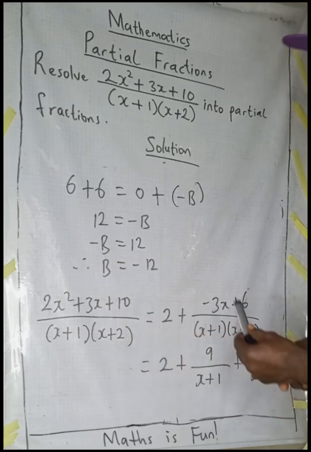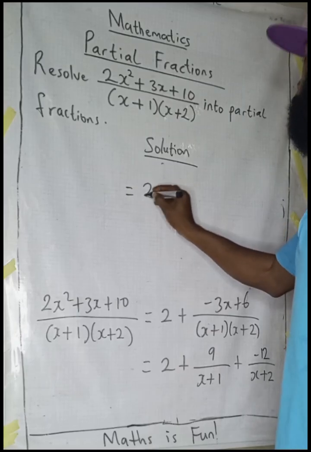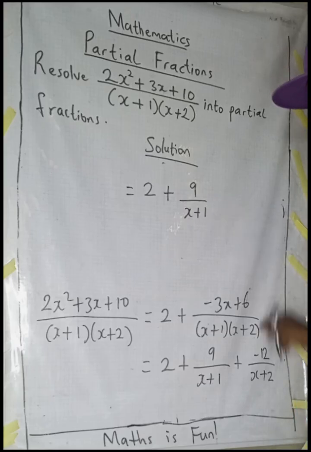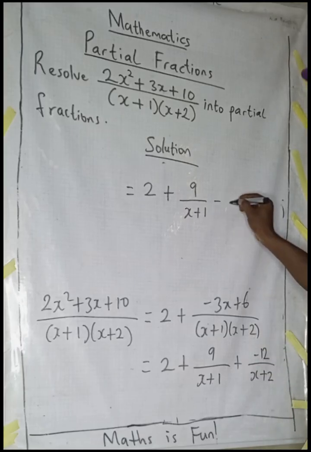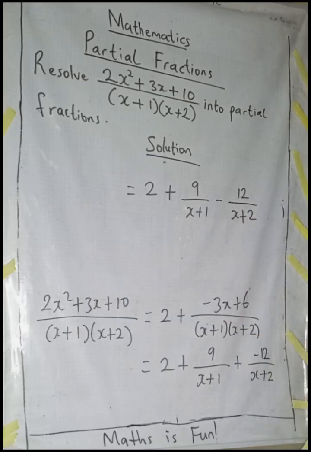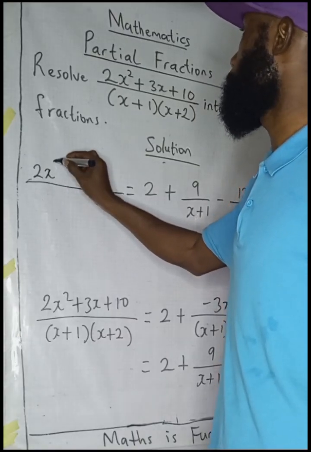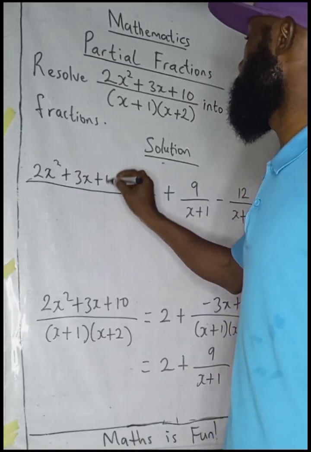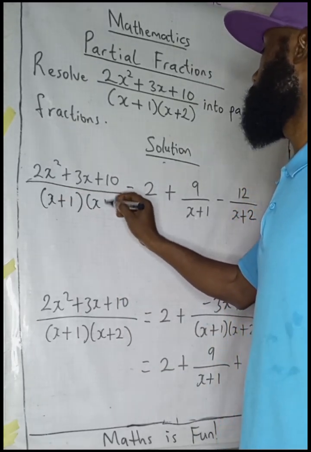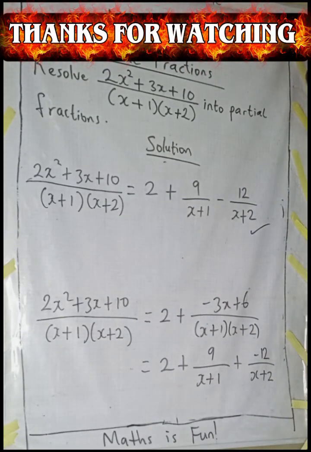Finally, what we have here is equal to 2 plus 9 over x plus 1 minus 12 over x plus 2, and that's the final answer. So we can put this original fraction here: 2x squared plus 3x plus 10 over x plus 1 times x plus 2, and that's the final answer. Thank you.